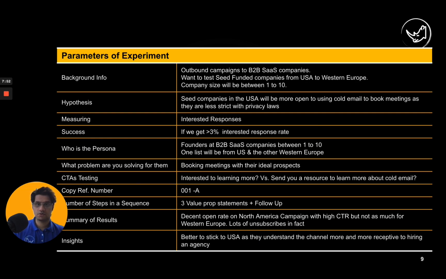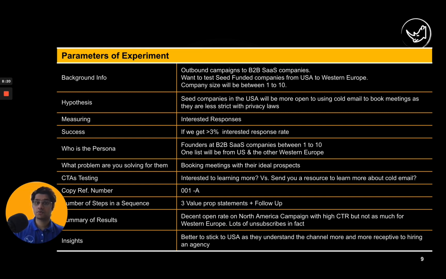And this is what it looks like when you've filled it out. So we did it for us, right? Okay, fine. We want to run outbound campaigns to B2B SaaS companies. And essentially what we're testing is the difference between the USA market and the Western European market, right? Again, we're looking only at company sizes between 1 to 10, right? Our hypothesis is that seed companies in the US will have a better response to cold emails to book meetings, because there are fewer issues to deal with, like privacy laws, and obviously it's English speaking, right?